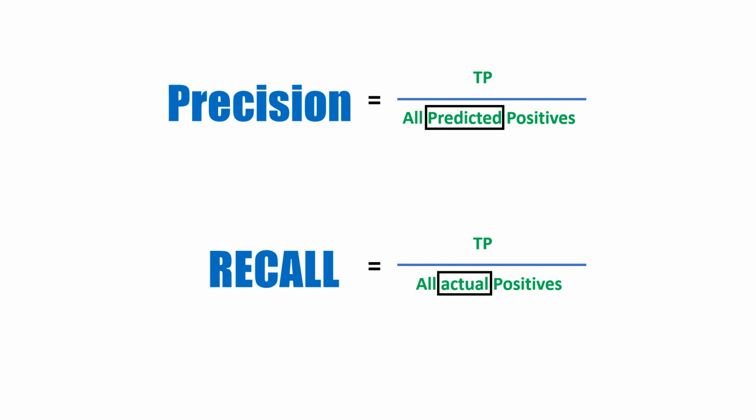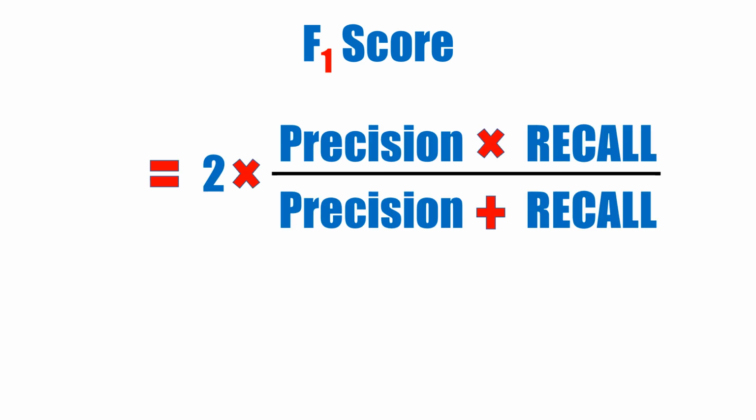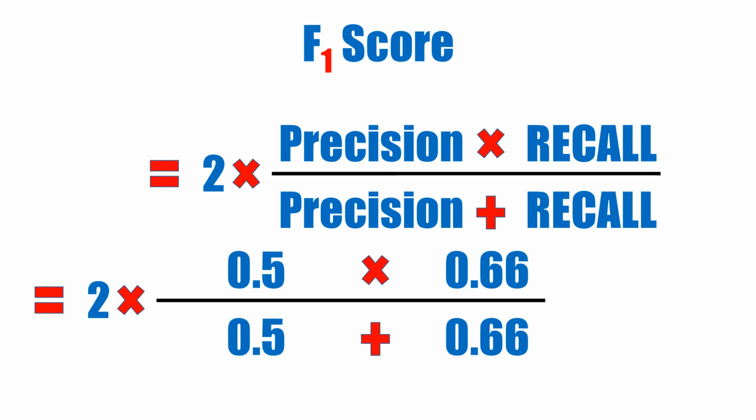Now we are done with understanding precision and recall. The time has come to focus on the F1 score. What is the F1 score? It is nothing but the harmonic mean of precision and recall. The formula goes like this: 2 times precision times recall divided by precision plus recall. When you plug the values of precision and recall into this formula and solve it, you get this value, which is 0.57. So the F1 score is a technique to balance between precision and recall. I just hope that it was clear to you.